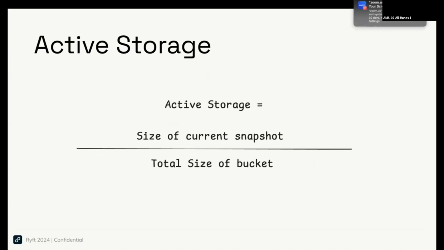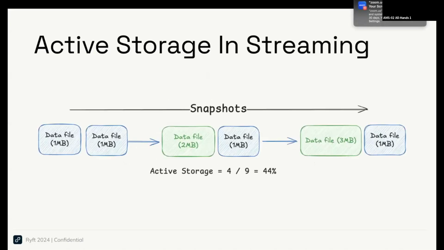Now in streaming, this becomes very painful. So let's see an example. You can see I stream data files, they're 1 megabyte each, and the green rectangles are data files that I've compacted along the way. So I started with 2 files of 1 megabyte, and then I compacted them into a 2 megabyte file, I write another one, and so on and so forth.